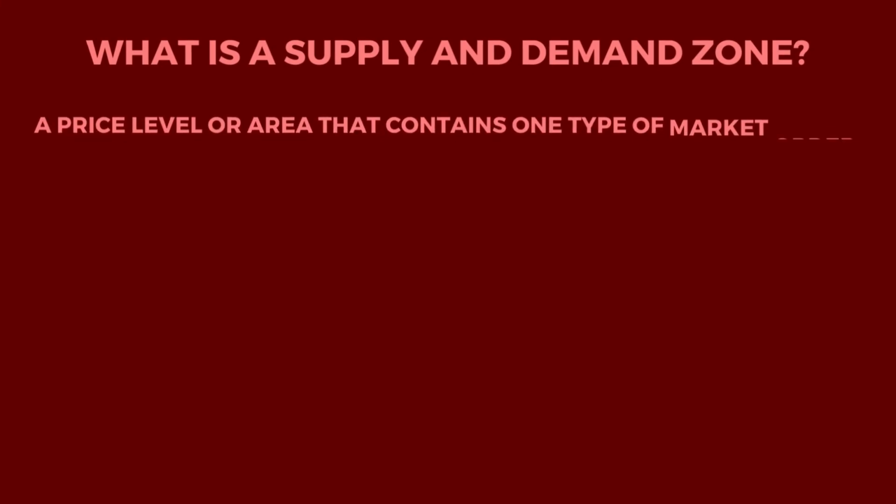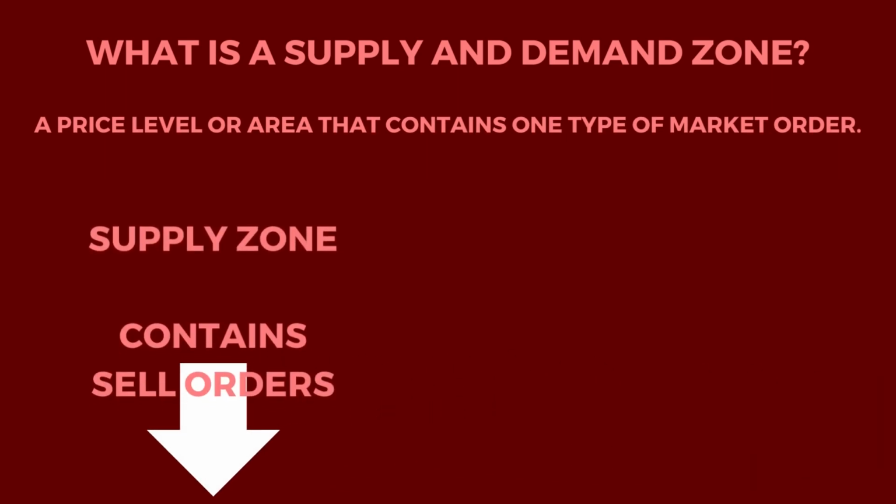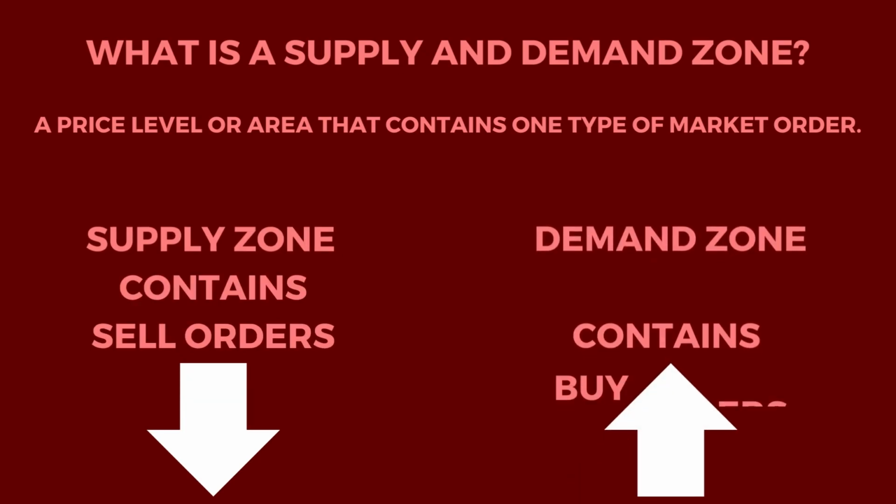So what is a supply and demand zone, guys? Supply and demand is a price level or area that contains one type of market order. A supply zone will contain sell orders, and this will allow us to take short setups from, and a demand zone will conversely contain buy orders, which will allow us to go long from.